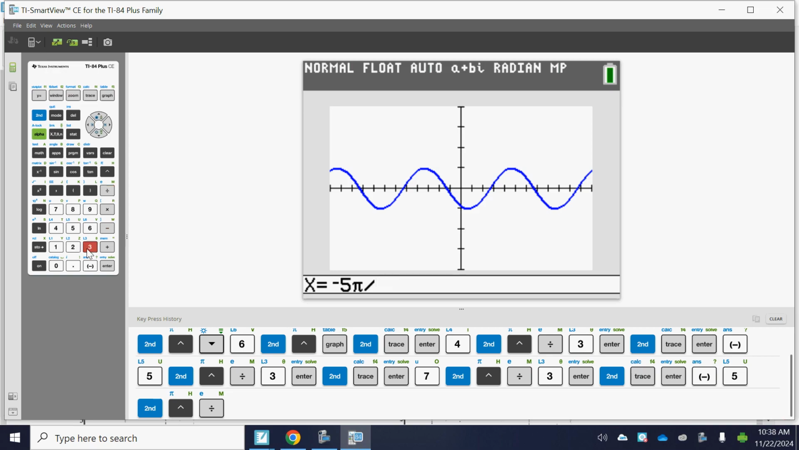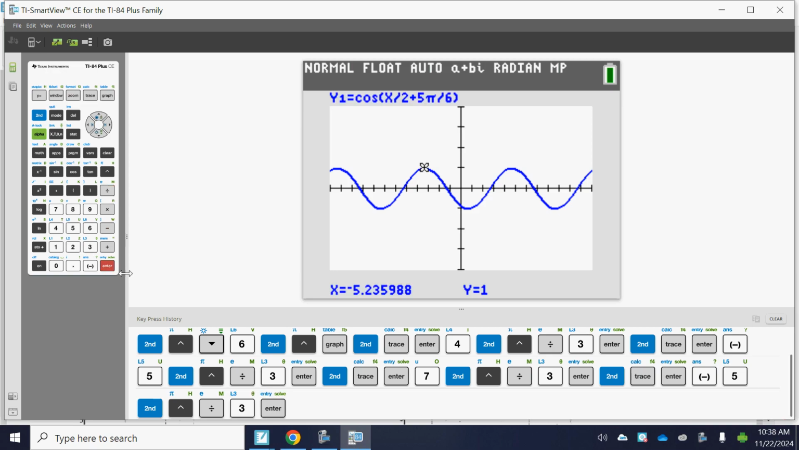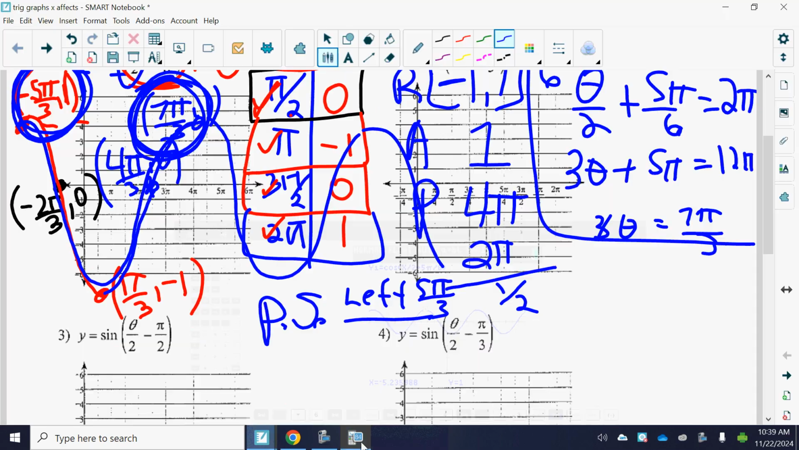I plug in negative 5 pi thirds. Where does it send me, guys? Top of the mark, huh? It is ordered pair number 1 for the function. Okay? It's a lot to digest.